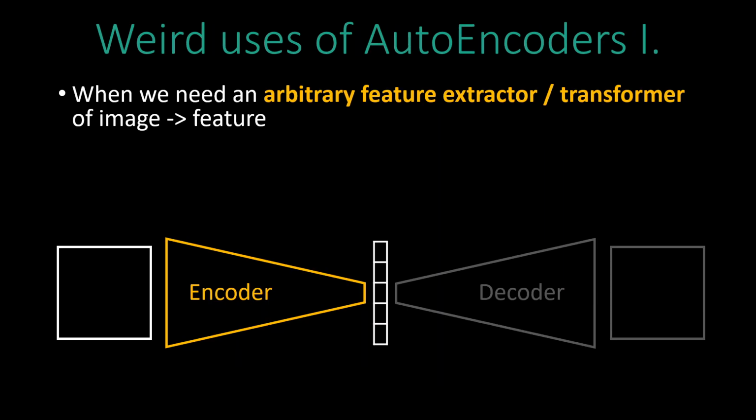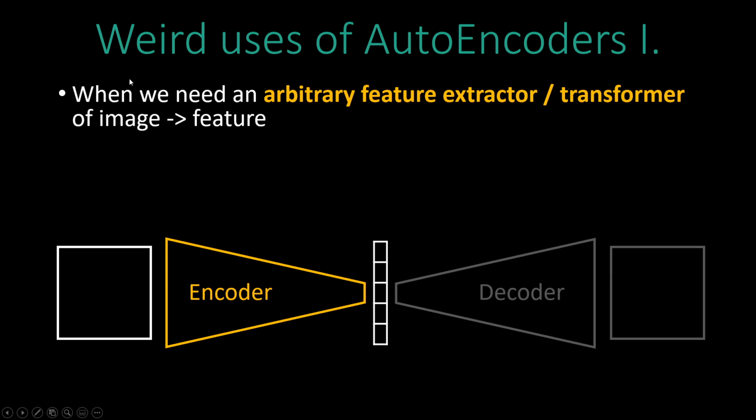Okay, so we went through the more or less basic uses of autoencoders. We talked about two cool applications: being able to interpolate between samples, and being able to extract visual attribute vectors and then move your samples through them. Let's talk about some weird uses.